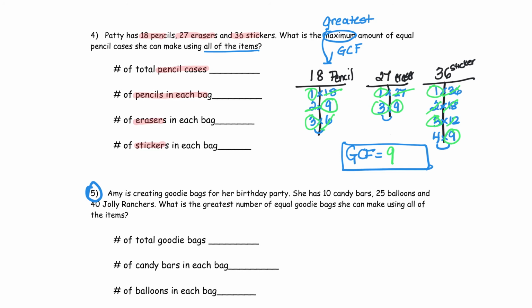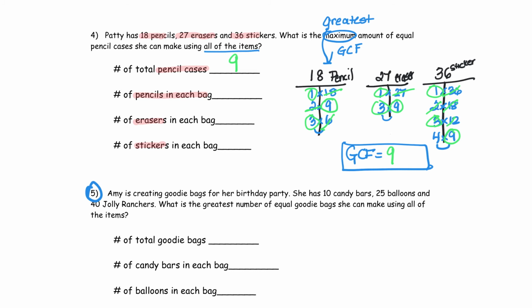So now let's go and see what information they're asking us. So the total number of pencil cases is your greatest common factor. That's going to be 9. So now all you're going to do is look in your T-chart, look at the number that's across from the 9 in each category, and that will tell you the number of each item inside the bag.